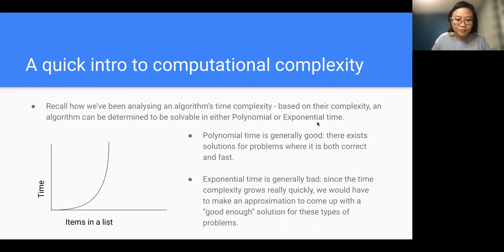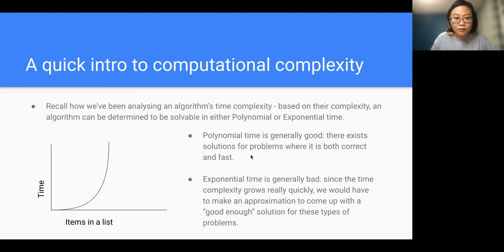Like, what is that? So polynomial time basically means the complexity of the algorithm is a polynomial. So if you go n squared, that's a polynomial, or n log n, that's a polynomial. So anything that is in polynomial time is generally good, and there exist solutions for problems where it is both correct and fast. So recall that greedy algorithms, validating whether they are correct, is quite tricky.